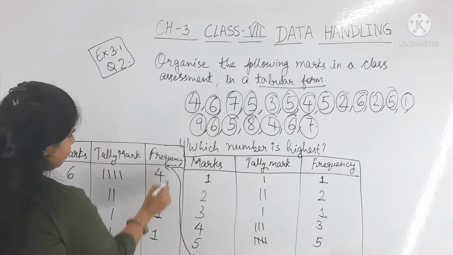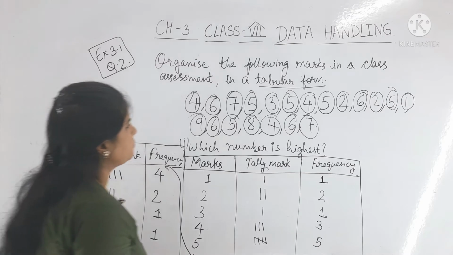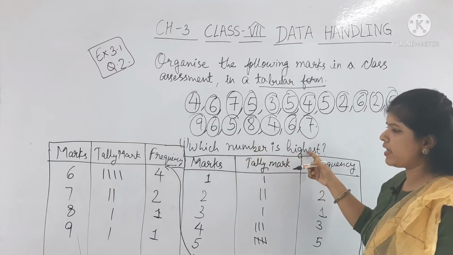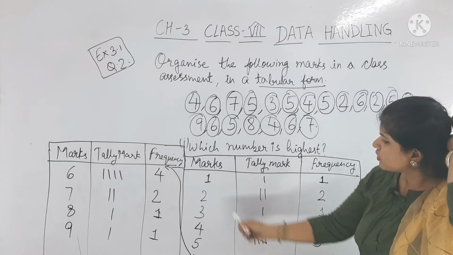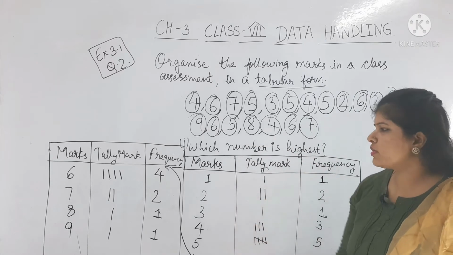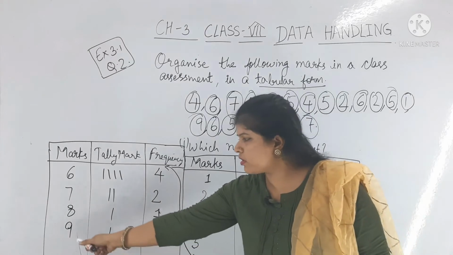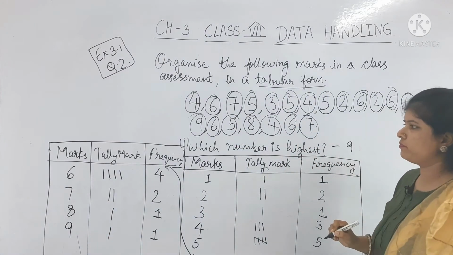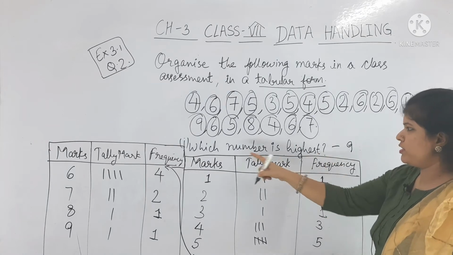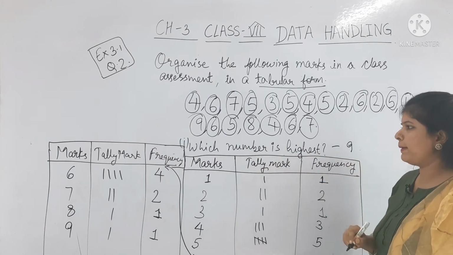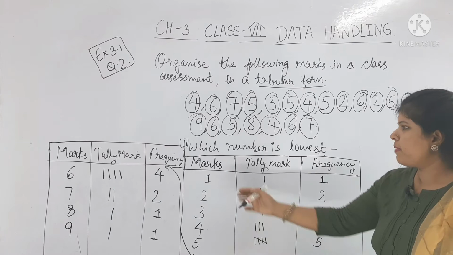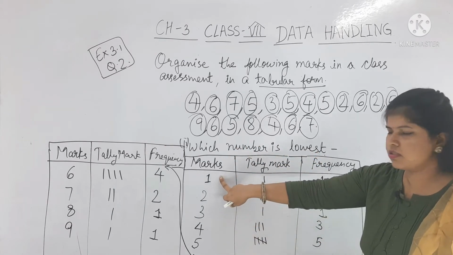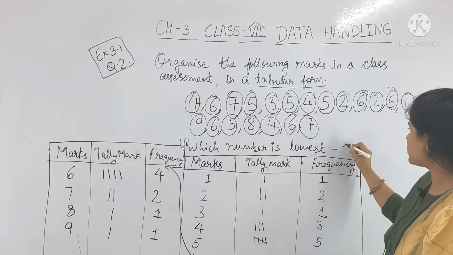After this you have to write this one, right. So the first part is which number is highest. So you had drawn in the ascending order, so it is easy. Which is the highest number? 9. So the answer is 9 here. Now the second part is which number is lowest. So lowest you can see, this is 1. So the answer is 1.